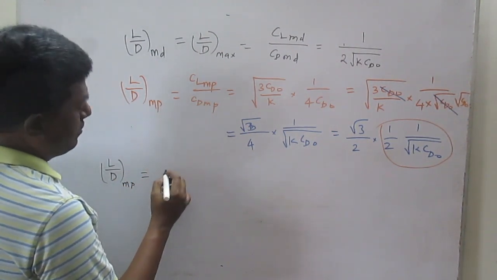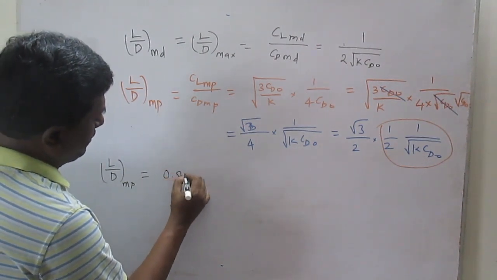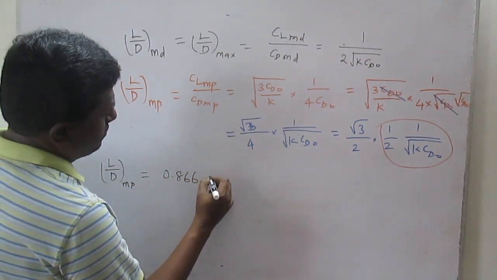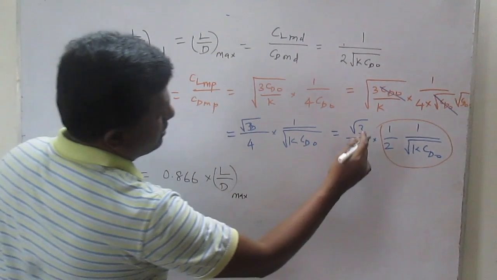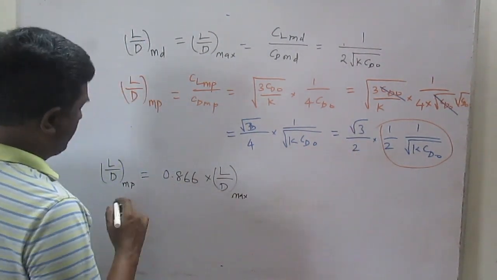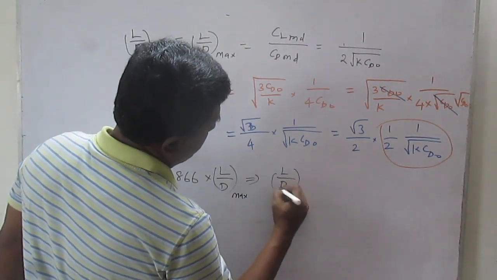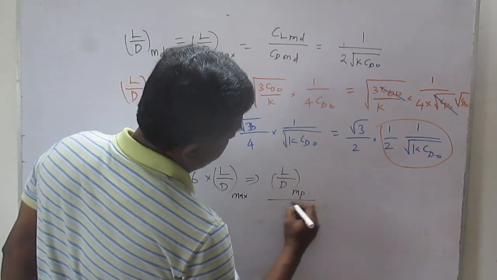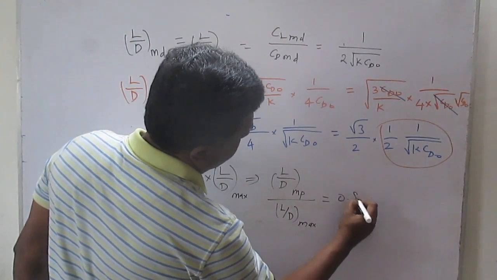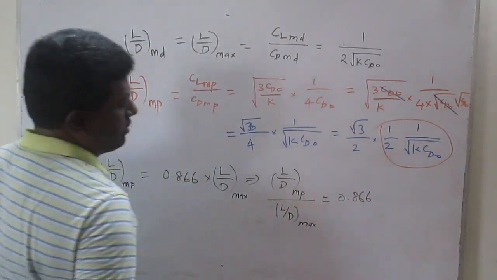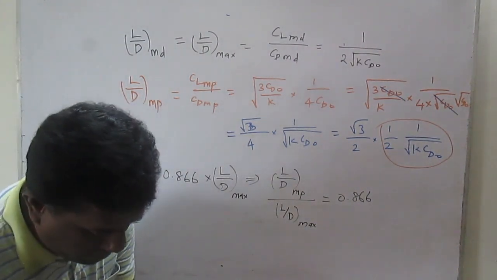L by D at minimum power equals root 3 by 2 of L by D max. That root 3 by 2 is nothing but 0.866 into L by D max, because the value root 3 by 2 is 0.866. So if you simplify further, L by D at minimum power divided by L by D max is nothing but 0.866. So this is one relationship.